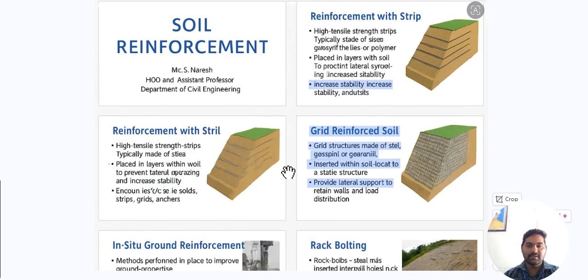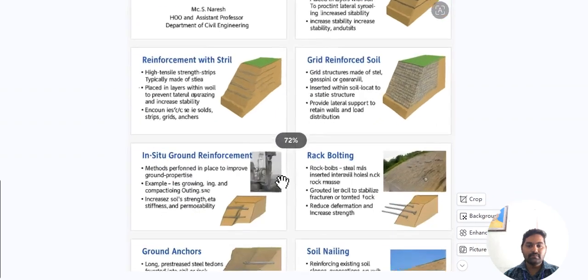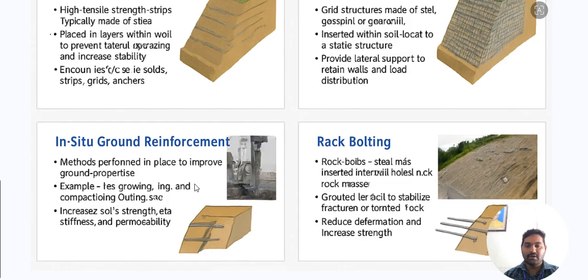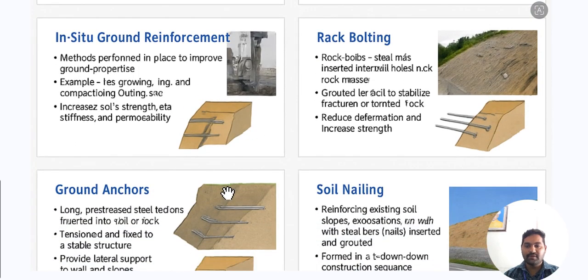And also we'll see the next one, which is in situ ground reinforcement. If you see this figure, in situ ground reinforcement means that in the above method we excavate the soil, but here we are not excavating anything. We just place the reinforcement by inserting it into the ground itself, so the cost of the treatment is less.